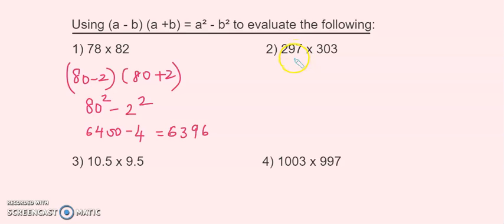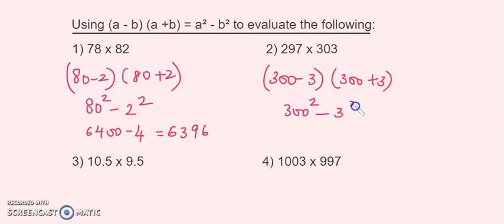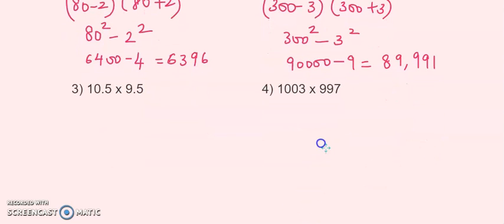Next, 297 and 303. 297, if we round off, it will be 300, and 303, when you round off, it's 300. So isn't it 300 minus 3 and 300 plus 3? Yes. So it's 300 square minus 3 square. So 90,000 minus 9, right? Which will be 89,991, right? Now, if it is a decimal, what should we do?